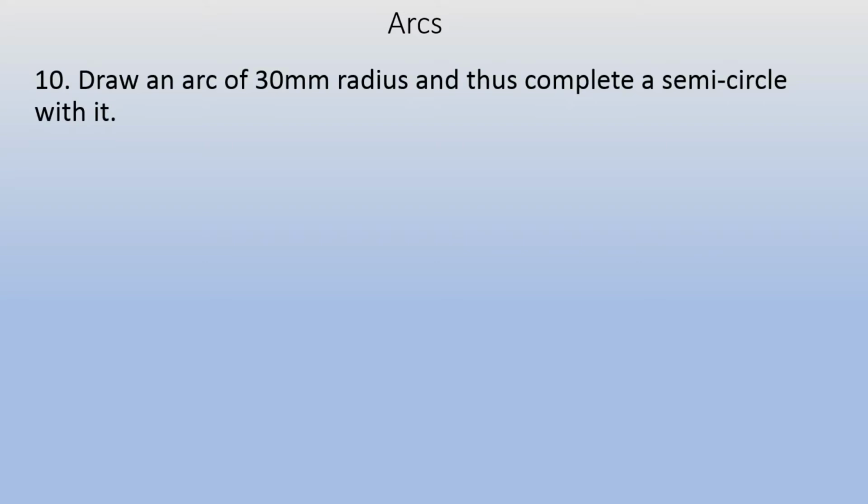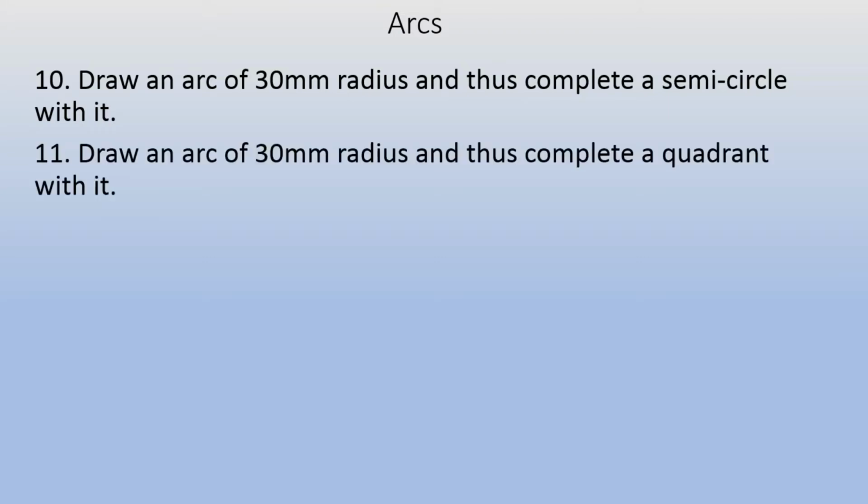Now we'll draw some arcs. Again we have to use compass here. The 10th question is, we have to draw an arc of 30 radius and we have to complete a semicircle. An arc is nothing but a smaller portion of a circle. That means we will not complete the circle. We will just leave the circle open. And in the 11th question also, we have to draw an arc of 30 and we have to complete a quadrant with it. So we have to see the difference between semicircle and quadrant here.